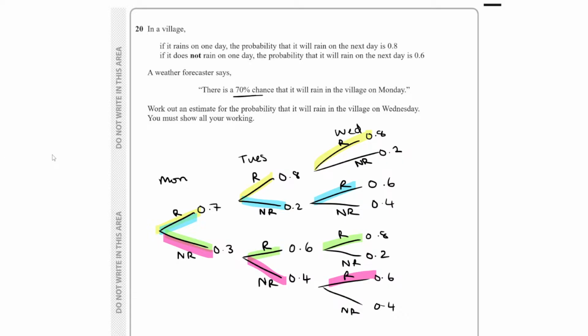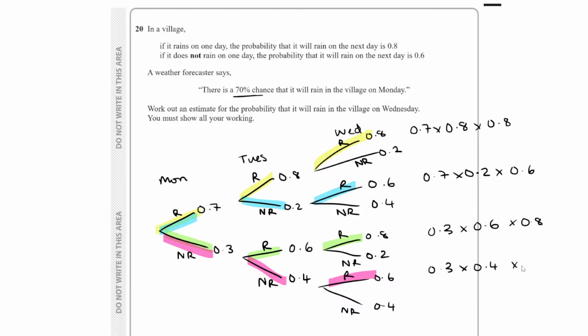When we're working between the branches of a probability tree, we always multiply. So for each of these options, I'm just going to do them separately, right? So for the yellow one, 0.7 times 0.8 times 0.8. For the blue one, 0.7 times 0.2 times 0.6. For the green, 0.3 times 0.6 times 0.8. And the last one, the pink one, 0.3 times 0.4 times 0.6.